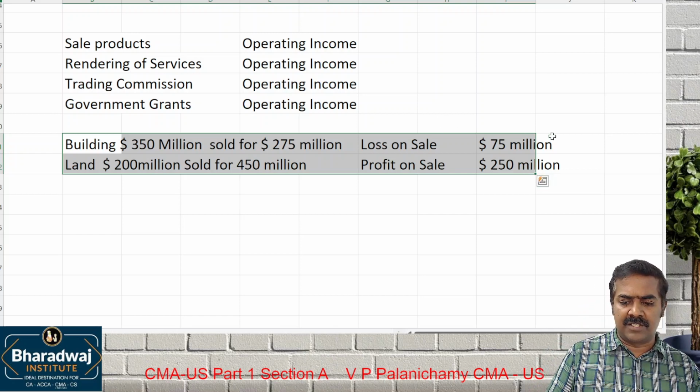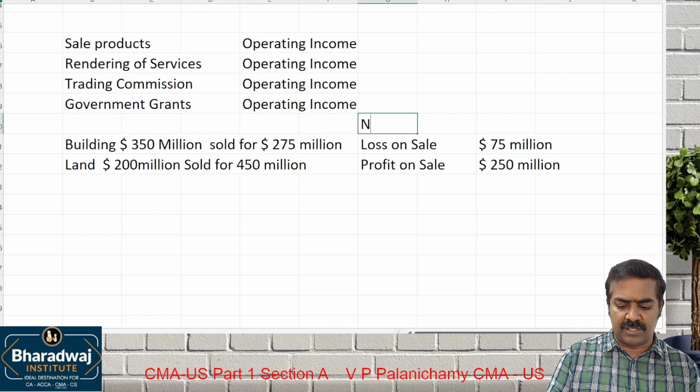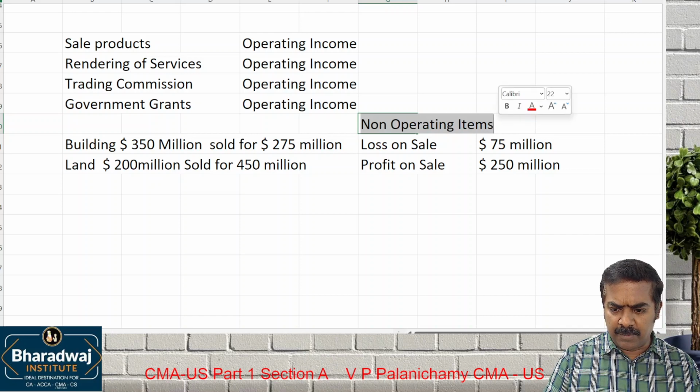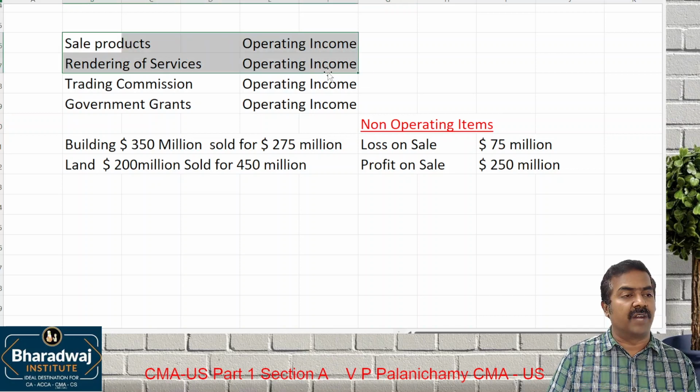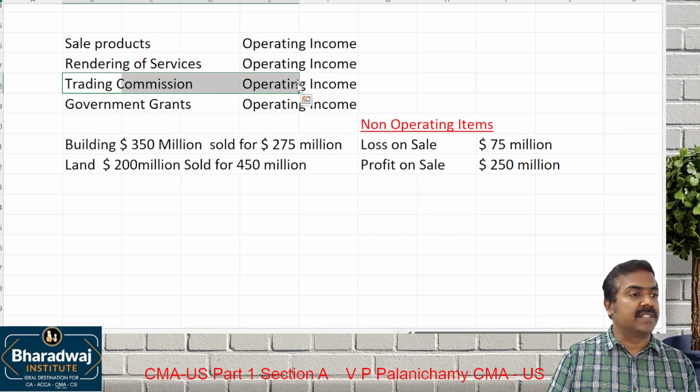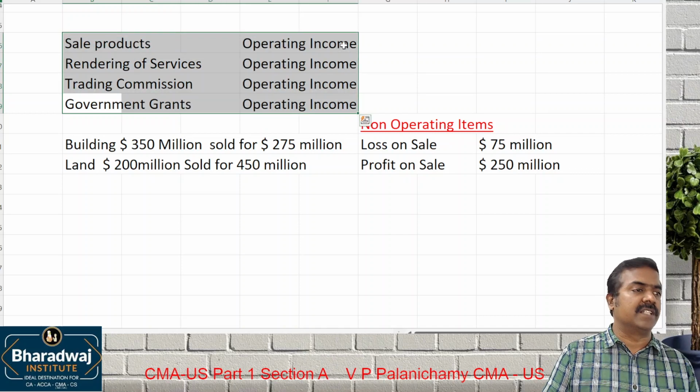These are all called non-operating items. Let us assume your company deals in manufacturing and selling electronic goods. Sale of products, rendering services like after-sale services, buying and selling electronic goods, government grant for manufacturing electronic goods. All these are which incomes?